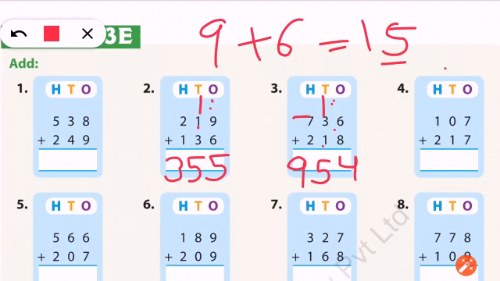Now see the next question. 7 plus 7 is 14 and 1 will be carried here. So 1 plus 0. 1 plus 0 is always 1, and 1 will be added to 1. It will become 2. 2 plus 1 is 3.